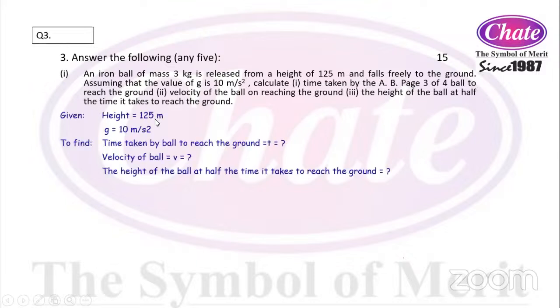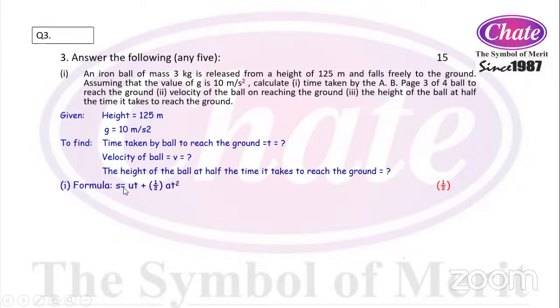So now this is the given data. It's the height and the gravitational acceleration, 10 meter per second square. Then we have to calculate the time taken by the ball to reach the ground, velocity of the ball, and height of the ball at the half time. These are the things to find. So let's do one by one.